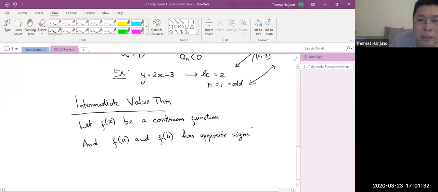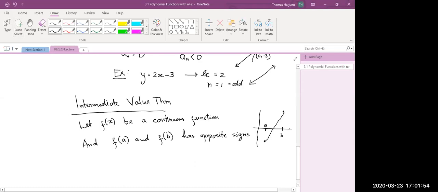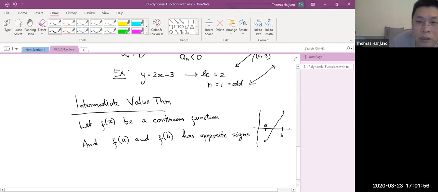so you imagine, let's say we have a coordinate system here, and let's say this is a, the value of the function is here, while b has the value of the function there. So you see f(a) is negative, f(b) is positive. Now because the function is continuous, then there must be a zero in between. There must be a value. We say there's a c.